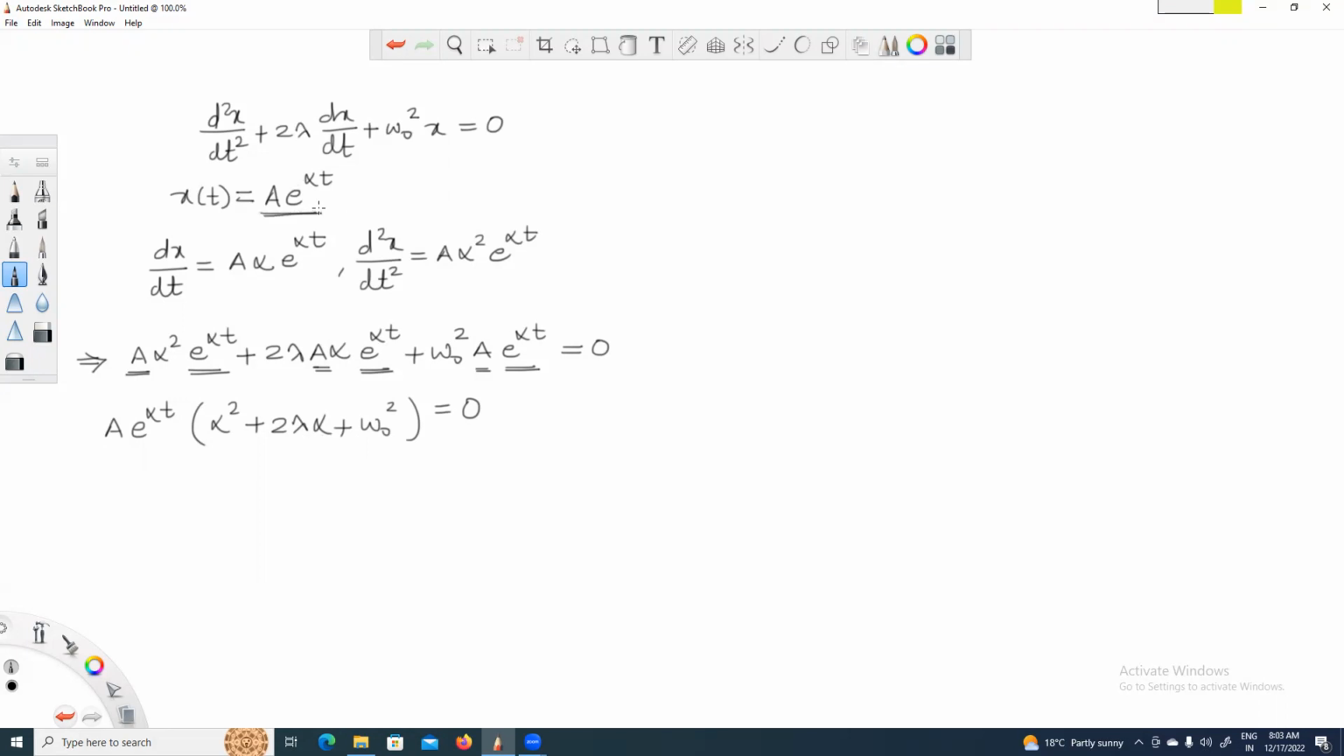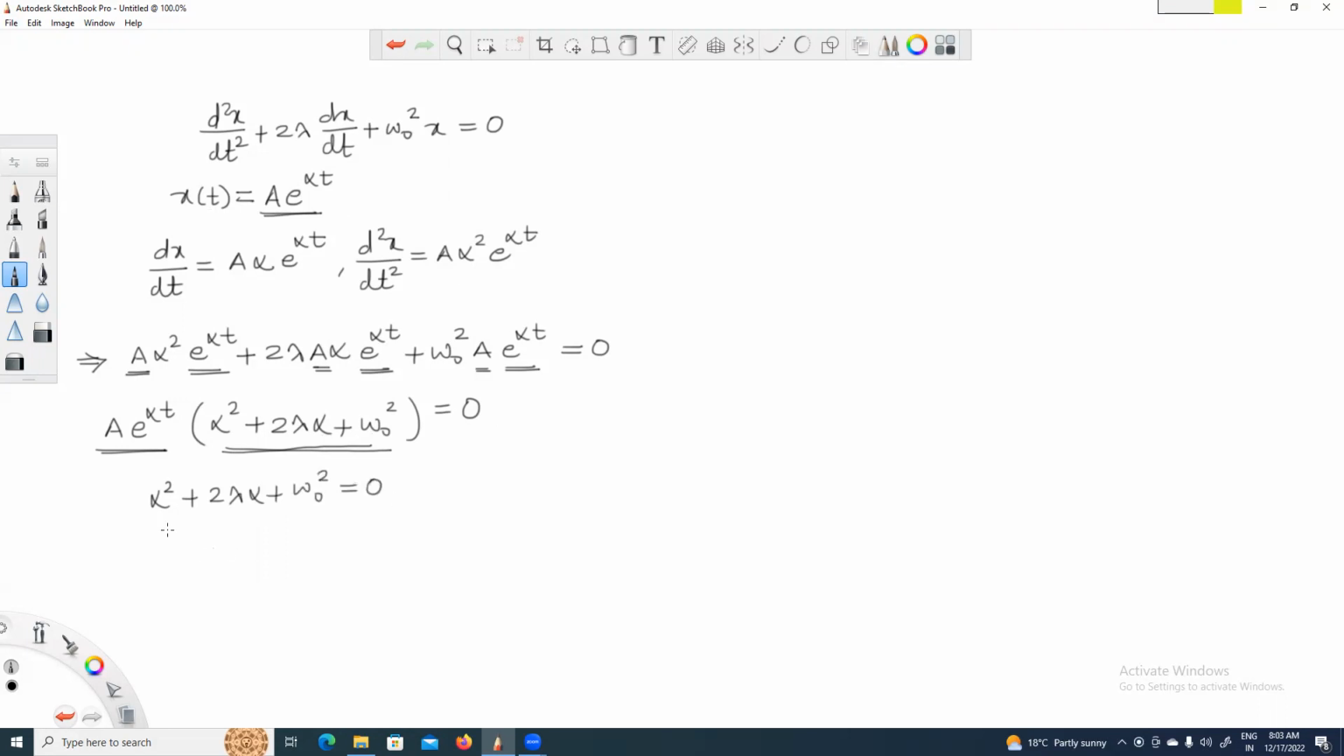A e raised to alpha t is our solution. So this cannot be 0 all the time, right? So this factor which is mentioned in the bracket has to go to 0. So I write alpha square plus 2 lambda alpha plus omega naught square equals 0.